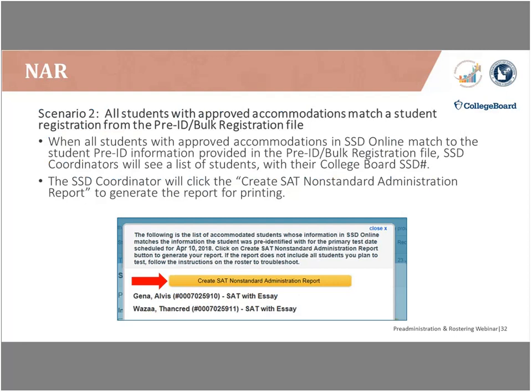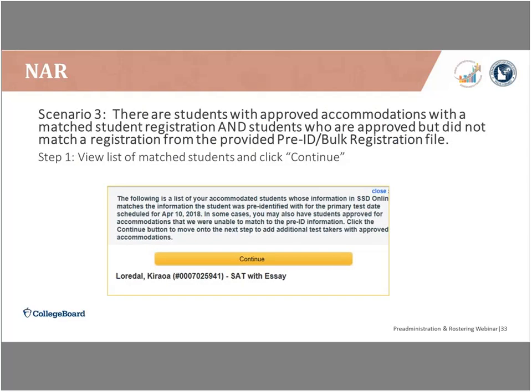Scenario 2, all students are approved for accommodations and they match the student registration information that came with a pre-ID file. So when that takes place, those students literally will be moved into the account, and they will be able to generate the report, and they will see that report as I showed you just a little bit earlier. Scenario 3, this is where the students' approved accommodations are matched with the student registration, but there's a little information from that pre-ID file that doesn't necessarily match.